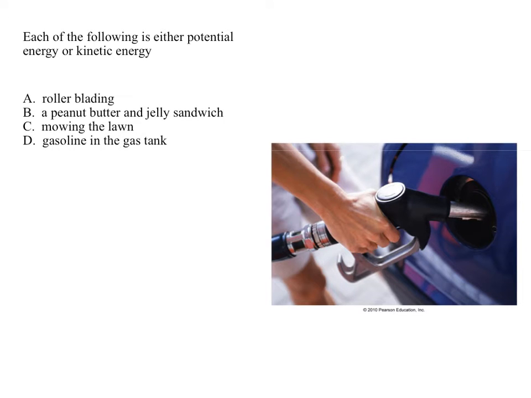Rollerblading, that's right, that's energy of motion, movement, that's kinetic. A peanut butter and jelly sandwich, just sitting there not doing anything, that would be potential. If you consume that energy, well, we know what happens when you consume energy in calories. We're going to talk more about that in this lecture, but that's potential. Mowing the lawn is kinetic. And gasoline in the gas tank. Notice I'm not saying gasoline being burned, just gasoline in the gas tank, that's potential.